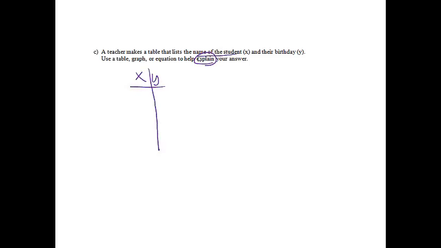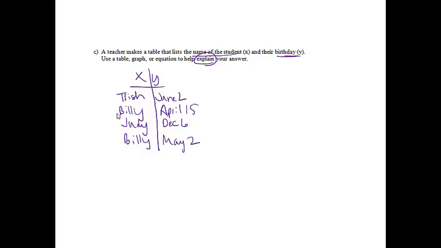Okay, it says the name of the student is X. So I'm going to start putting some names. And it doesn't specify whether it's first or last name, so I'm just going to go with first names, I guess. I'm going to start with Trish. And her birthday, it says Y is the birthday, so her birthday is June 2nd. And then I'm going to say Billy. His birthday is April 15. And then I'm going to say Judy, her birthday is December 6th, and then I'm going to think, I've got another Billy in my class, and his birthday is May 2nd.